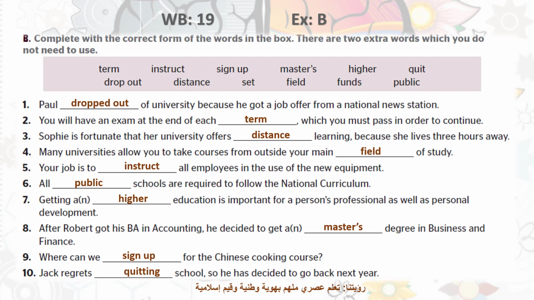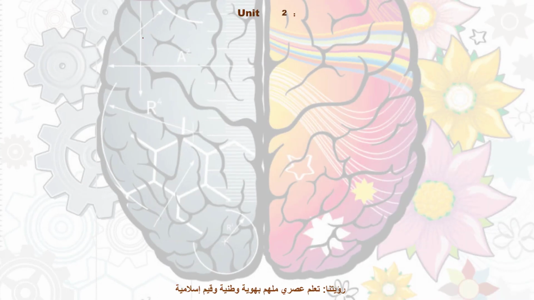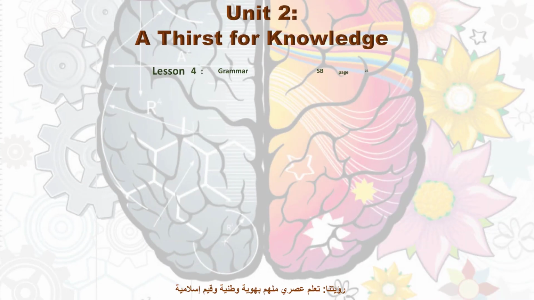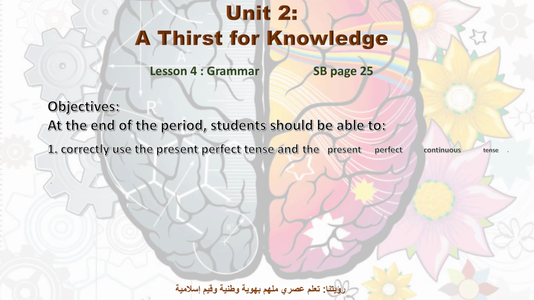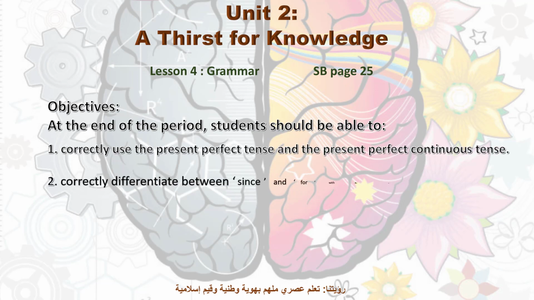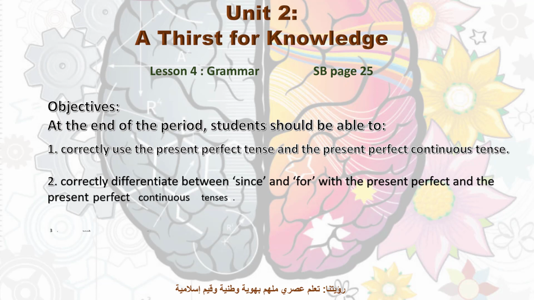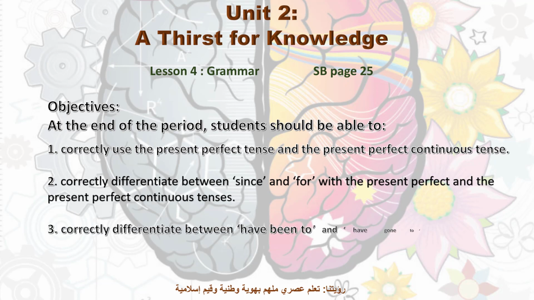Now it's time to start our lesson. And as usual, we'll first read our objectives. Today's objectives are as follows. At the end of the video, students should be able to: 1. Correctly use the present perfect tense and the present perfect continuous tense.